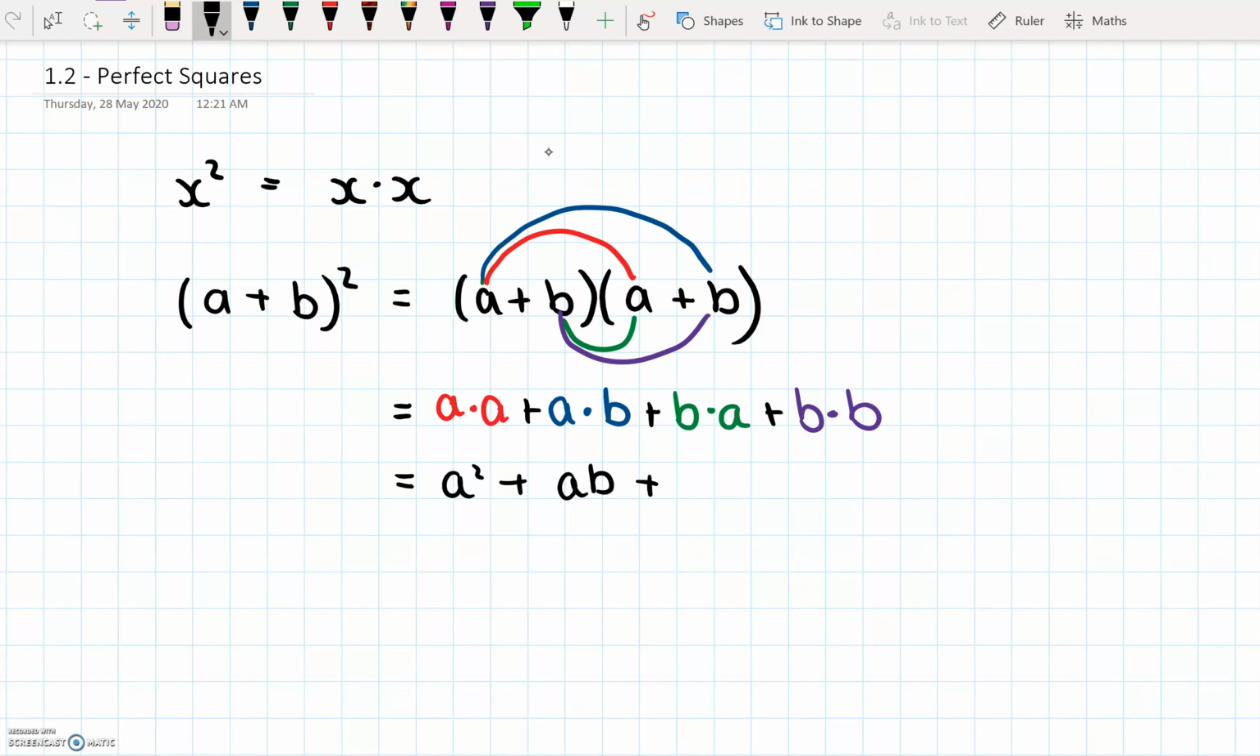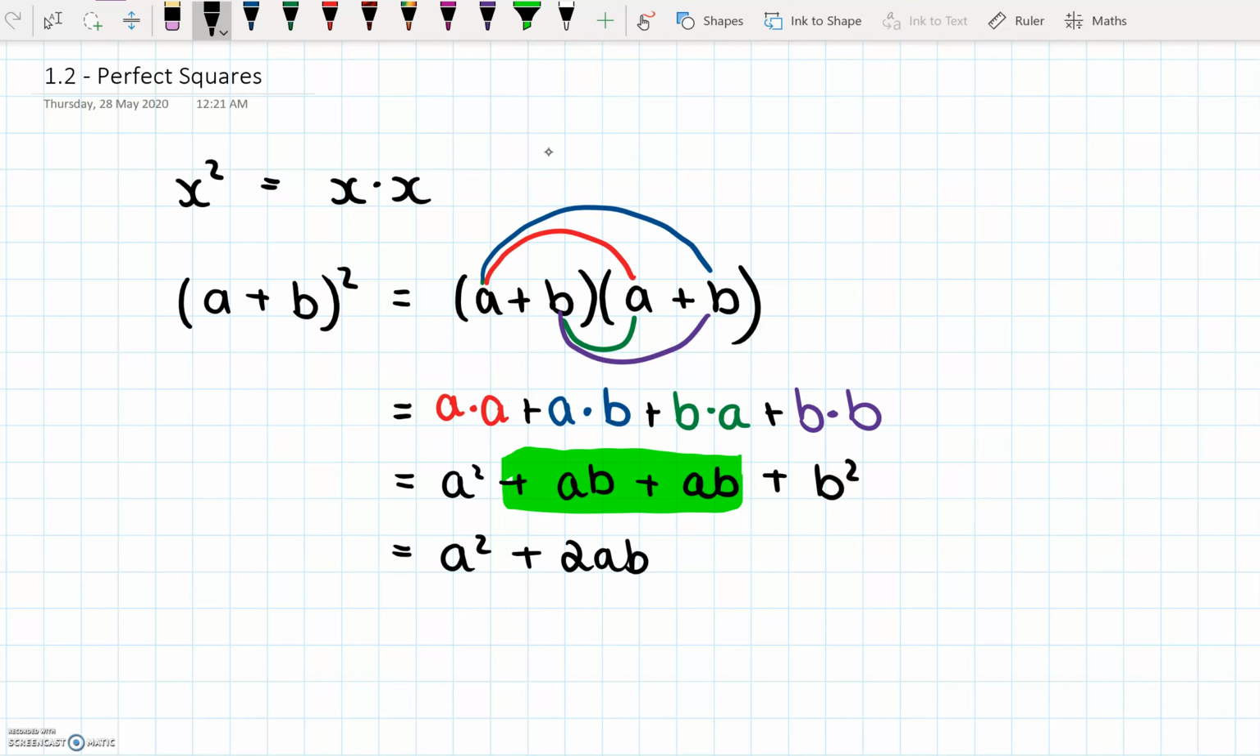Now if we simplify this, we get a squared plus ab plus. Some people will be tempted to write ba here, but we remember that we always try to write the variables in alphabetical order. So it should be ab plus b squared. Now hopefully you can all see that there's something we can simplify, and that is positive ab plus ab. So that's going to become a squared plus 2ab plus b squared.